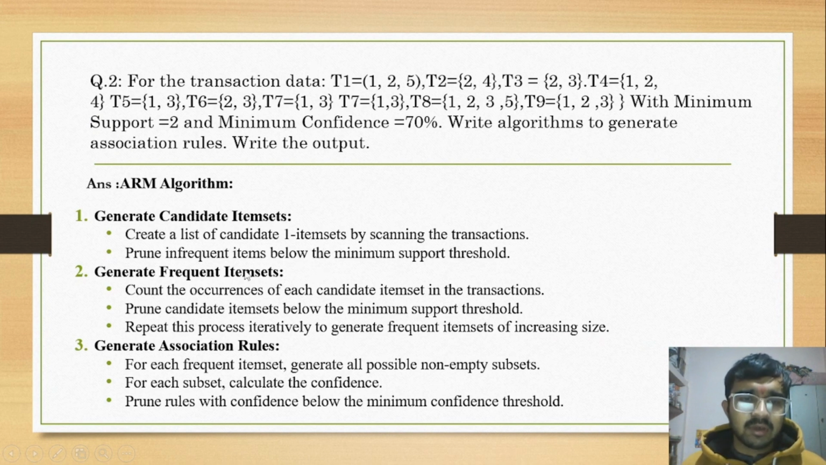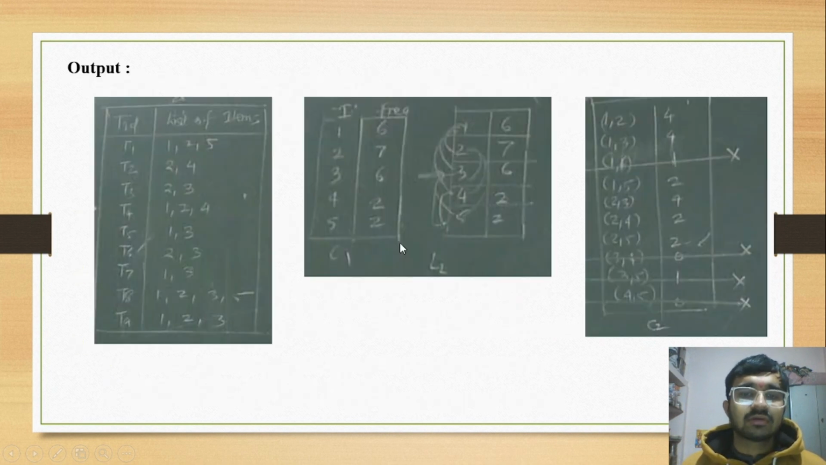then we will make the table of one item sets, calculating the frequency of each item. Here we have calculated that item 1 comes 6 times, item 2 comes 7 times, item 3 comes 6 times, item 4 comes 2 times, and item 5 comes 2 times. So in this way we have calculated the frequency of each item.